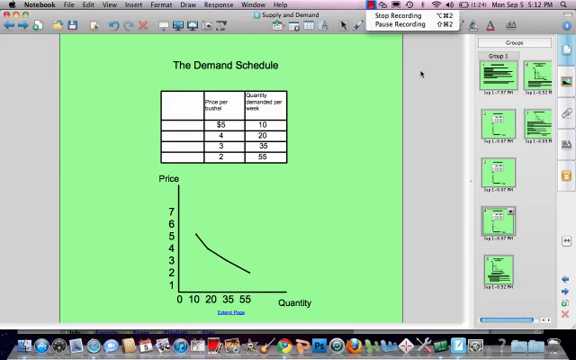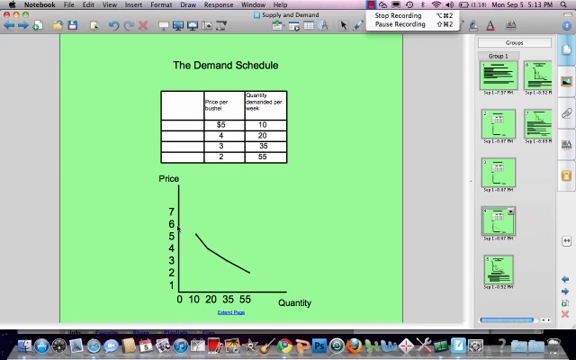Before we move on, let's talk about the law of demand. The law of demand states that other things being equal, or ceteris paribus, as we've mentioned before, as price falls, so you see here along this side of the curve, the quantity demanded rises here along the x-axis. So in short, there is a negative or inverse relationship between price and quantity demanded. This negative relationship is what economists call the law of demand.